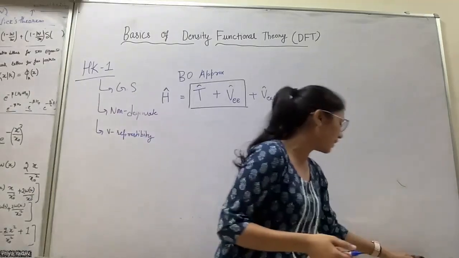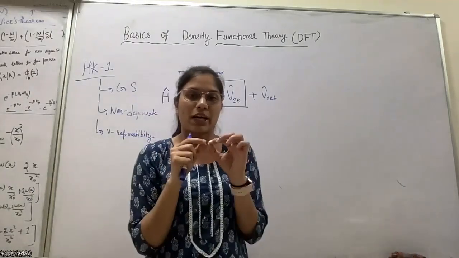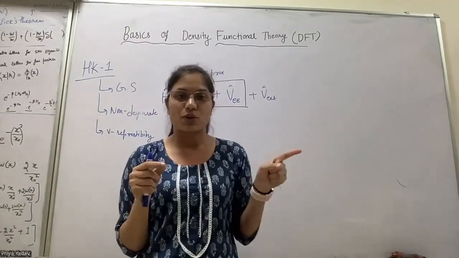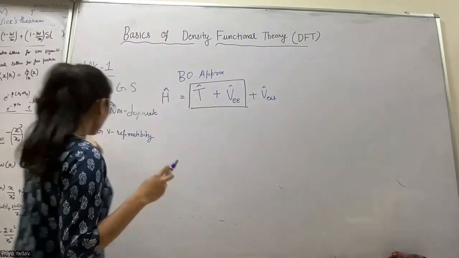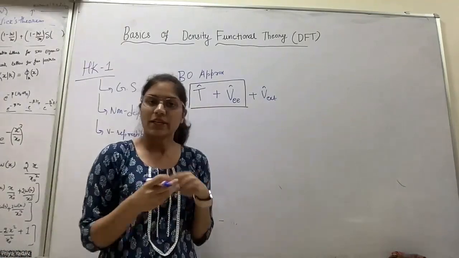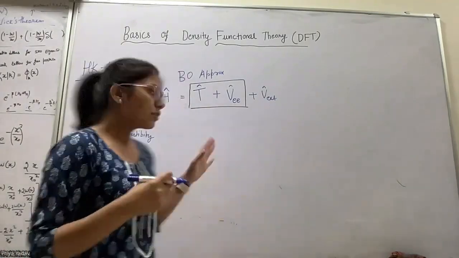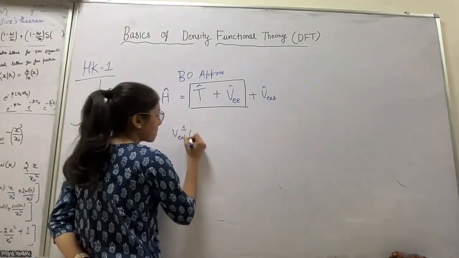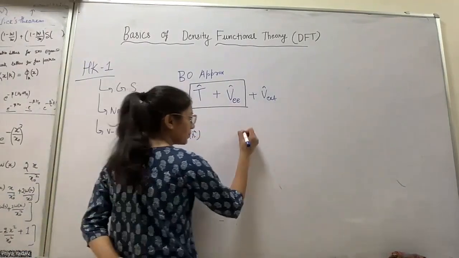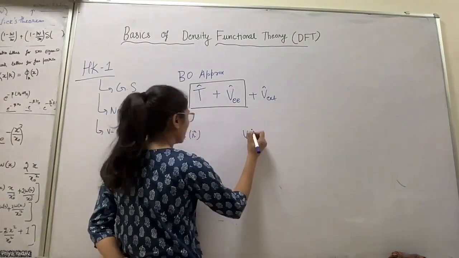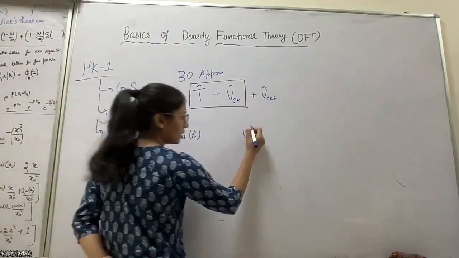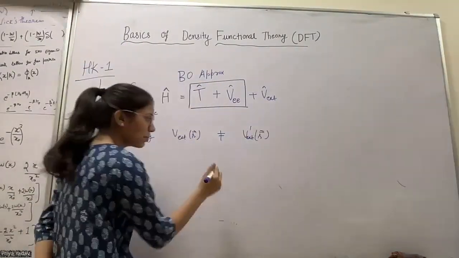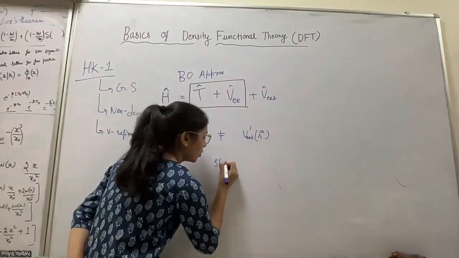Hohenberg said that for every V external, there exists a unique electron density. There is a one-to-one mapping. If I vary my V external, then I'll get a new electron density. So we'll assume here that I'm considering two V externals, V external and V external prime. These are not equal, and they give me the same electron density, say rho of r.